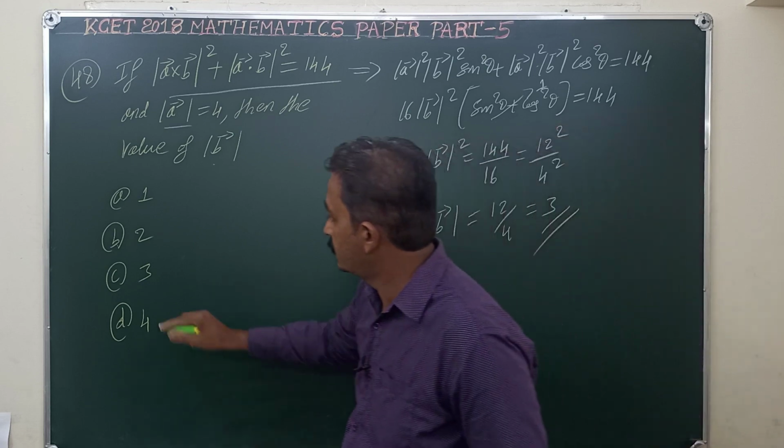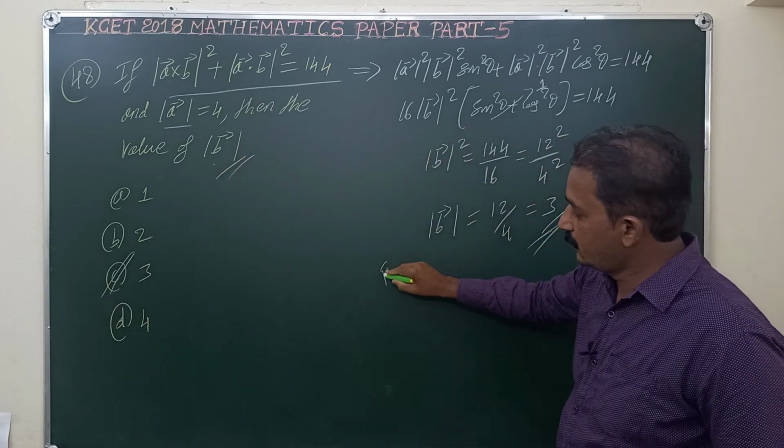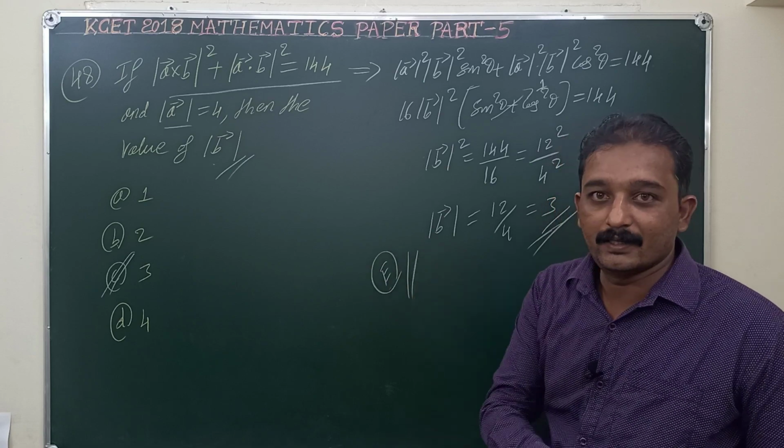So option C is correct. In this case we have to find the magnitude of b, which is C. So this is an easy question. All the students solve this question easily. Take down.